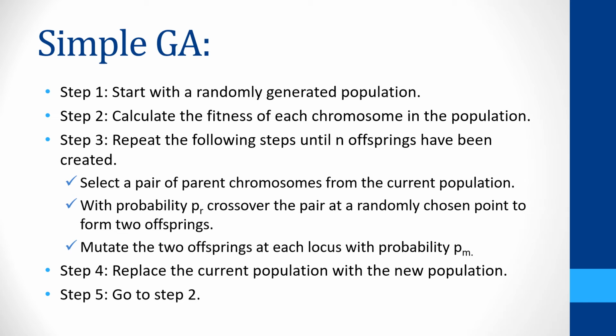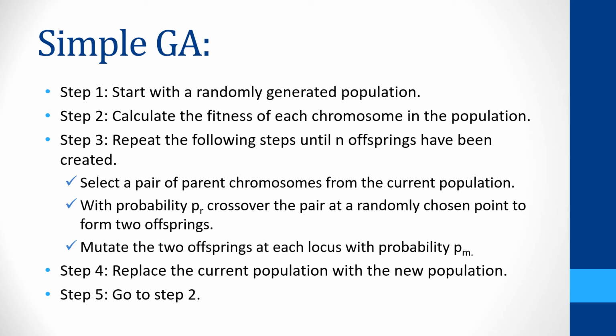This is the simple form of genetic algorithm. First step is start with a randomly generated population. Second step is calculate the fitness of each chromosome in the population. Third step is repeat the following step until n offsprings have been created.